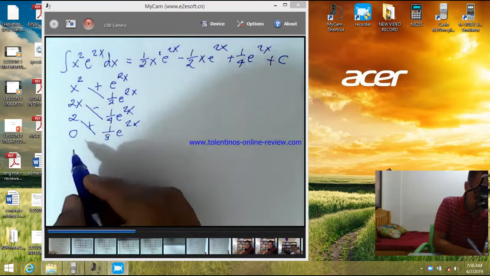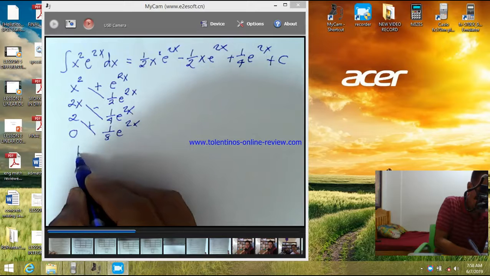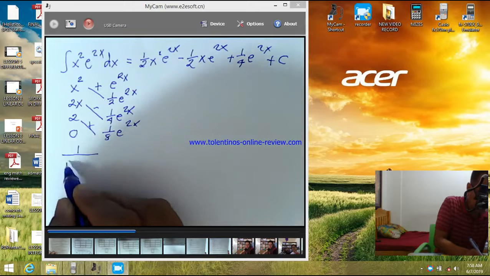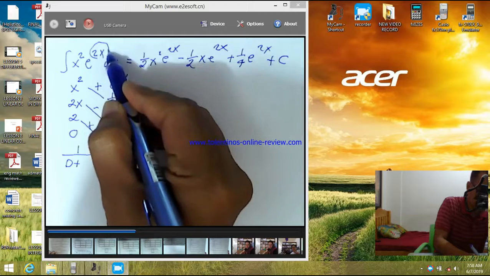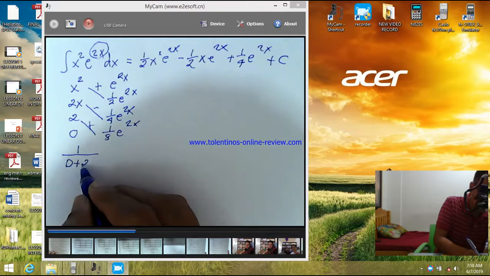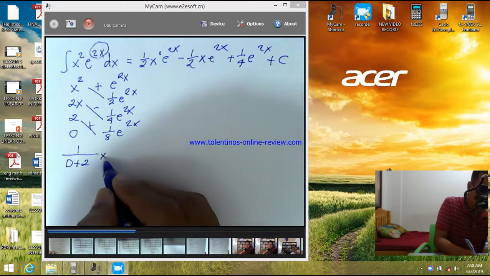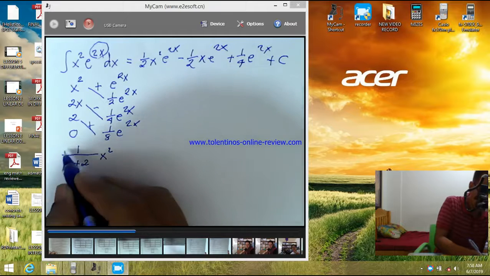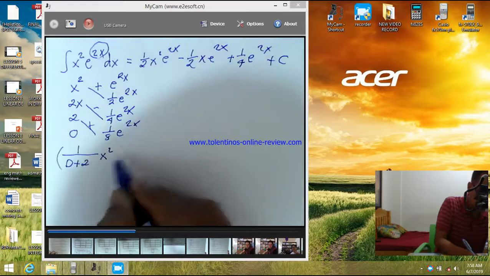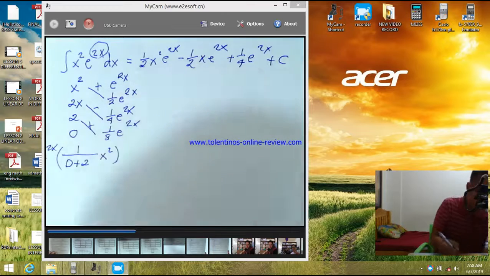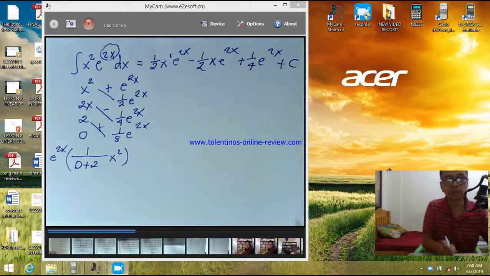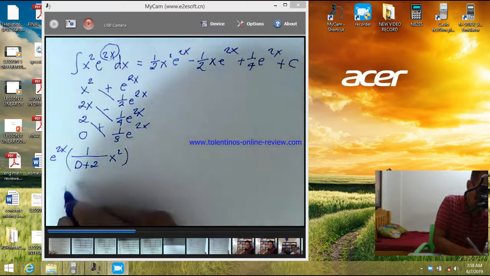Another way to do it is to set the inverse operator of 1 over D plus whatever the exponent is, so put it there: 1 over D plus 2 of x squared. Then just multiply this by e to the 2x. That will be the integral of x squared e to the 2x. So this will be e to the 2x.